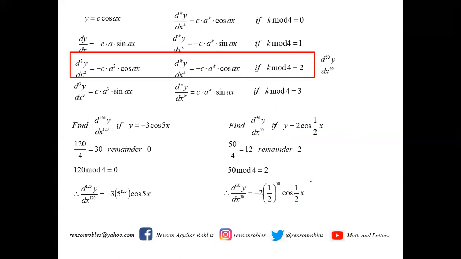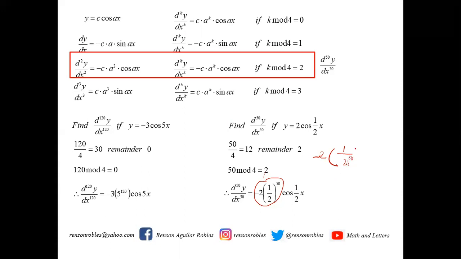And then you can still simplify this part. Negative 2 times 1 half raised to 50, so that's negative 2. You know that 1 half raised to 50 is 1 all over 2 raised to 50.